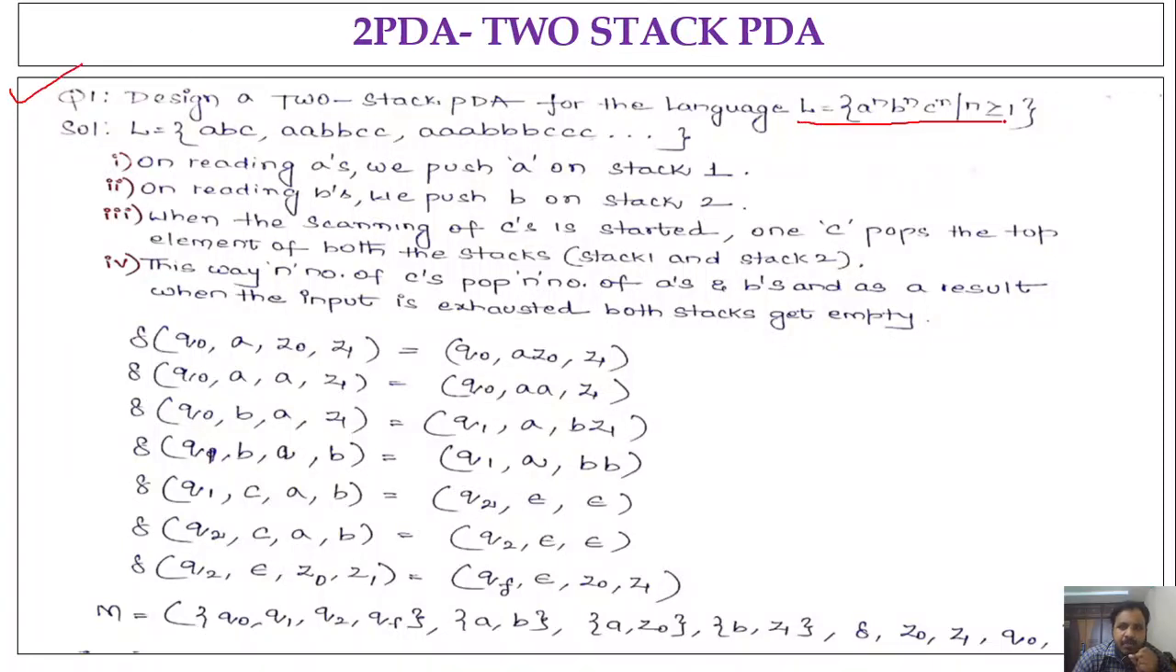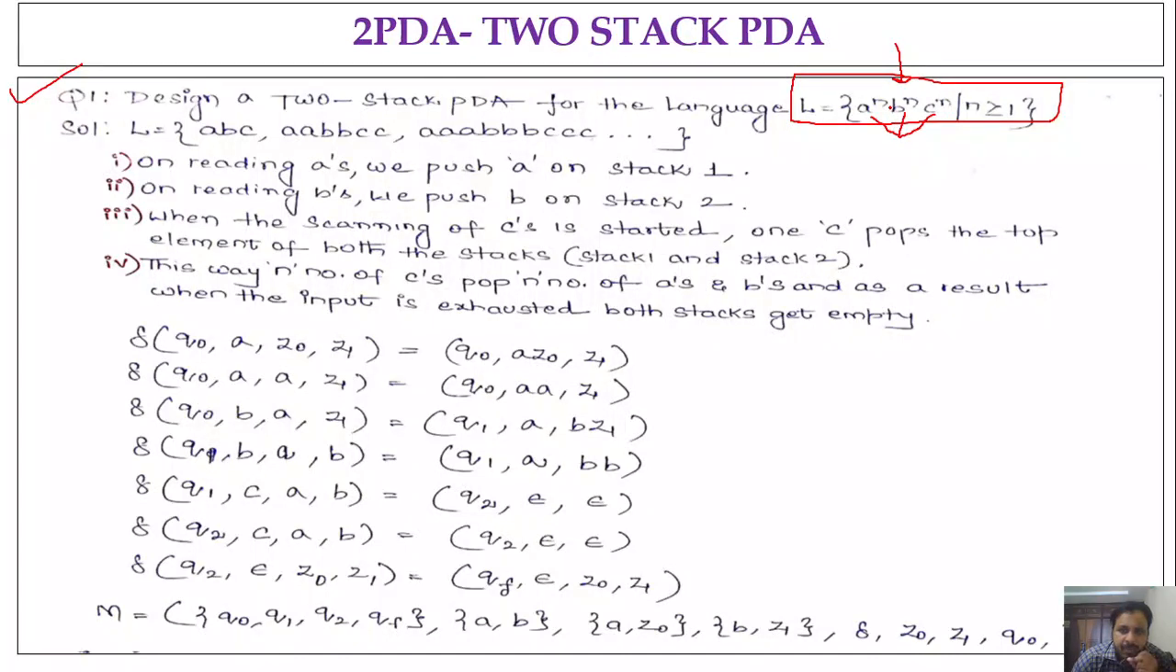Next, let us construct this 2 PDA for the language L equal to a power n, b power n, c power n, such that n is greater than or equal to 1, right? Generally, if you see this language, it is not a context-free language. It is purely a context-sensitive language. Why? Because there is a relationship between the number of A's, the number of B's, and the number of C's, right?